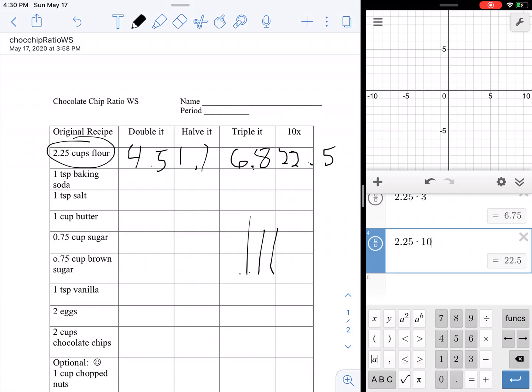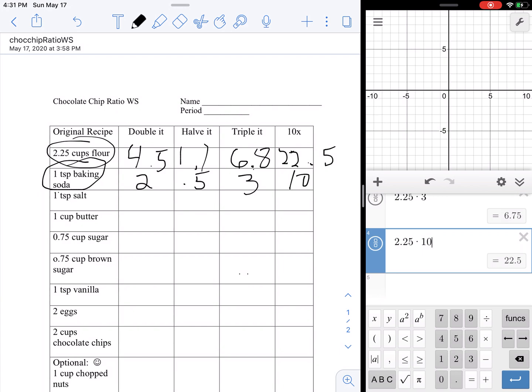Okay, so that's how we're doing this problem here. Let's do another example or two. If we were going to look at the baking soda, it takes 1 teaspoon of baking soda for this recipe. If we're going to double it, 1 times 2 is 2. If we were going to halve it, 1 times 0.5 is 0.5. If we're going to triple it, 1 times 3 is 3. And if we were going to get 10 times the amount of cookies, we'd go 1 teaspoon times 10 is 10. Okay, so these are all pretty straightforward.